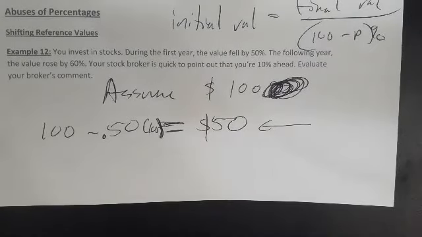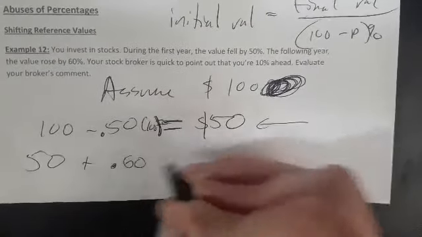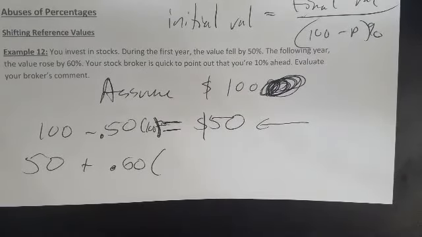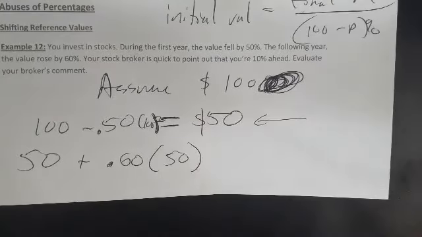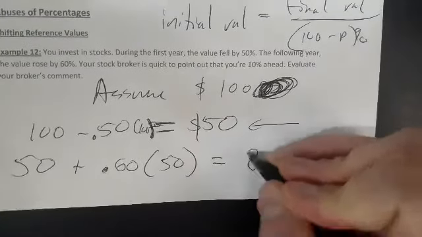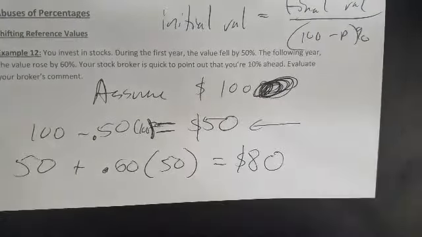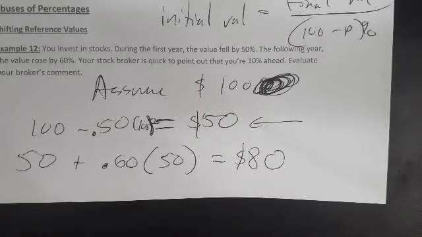And then the next year, it's going to rise by 60%. But now we have 50, and it's rising by 60%. It's not rising by 60% of that original 100. It's only rising by 60% of 50. So 60% of 50 is going to give me 30. So now I am at 50 plus 30, which gives me 80. So you started out with 100, and now you're at $80.